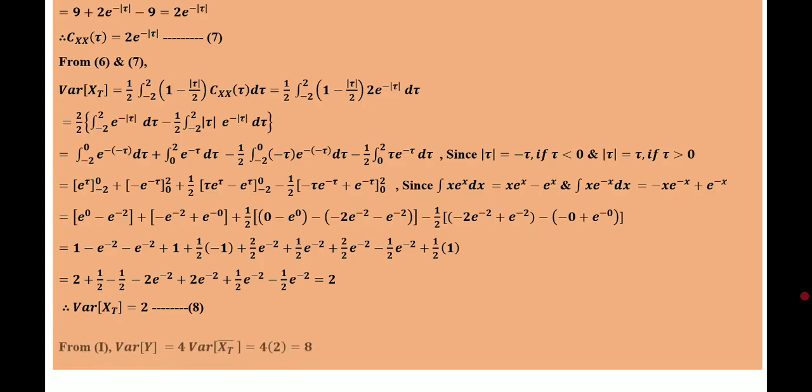So variance of x of t is equal to 2. So from 1 we are getting variance of y is equal to 4 into variance of x of t, that is equal to 4 into 2, that is equal to 8. That's next we will see.